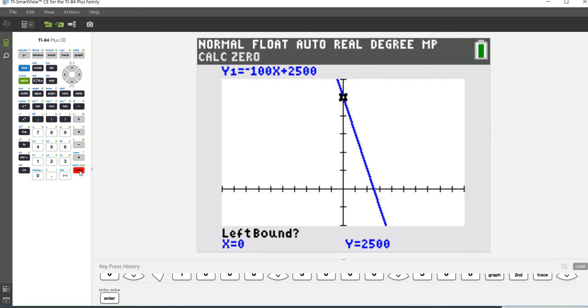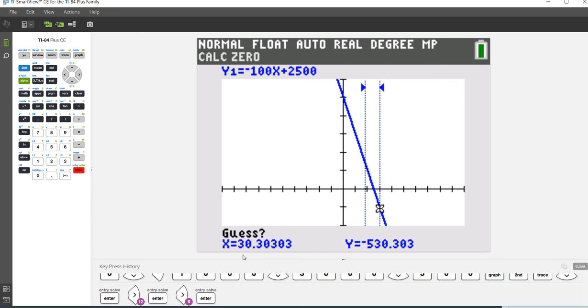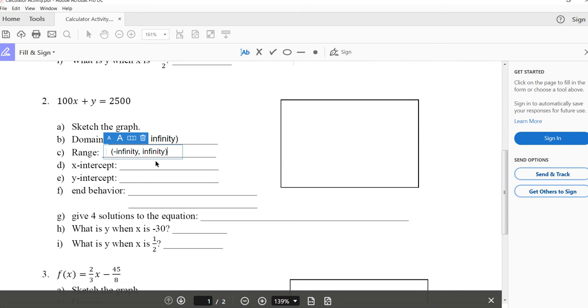So hit enter. Now they want a left bound right here. It says left bound. That means I want to be to the left of my x-intercept. So I'm going to move this little blinky thing. I'm currently on the left of my x-intercept, which is right there, and I'll hit enter. I then want a right bound, so I've got to move the cursor to the right of my x-intercept. I'm to the right, so I'm going to hit enter again. We are asked for a guess. I'm not going to actually guess. I'm just going to hit enter. And we are told that our 0 is at x equals 25. So our x-intercept is at x equals 25.